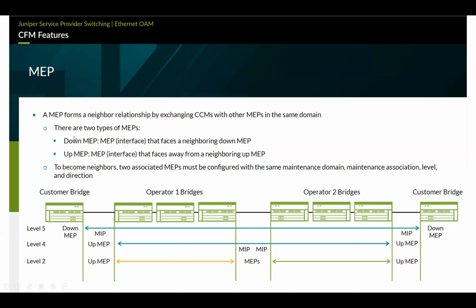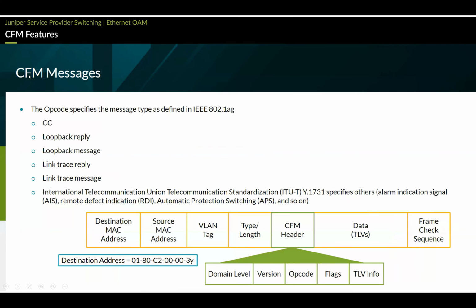So there are two types of MEP. Number one is down MEP. Just you can say the interface is down. That is called the down MEP. And up MEP means the interface that passes away from a neighboring up MEP. That means the interface is up. That's called the up MEP.